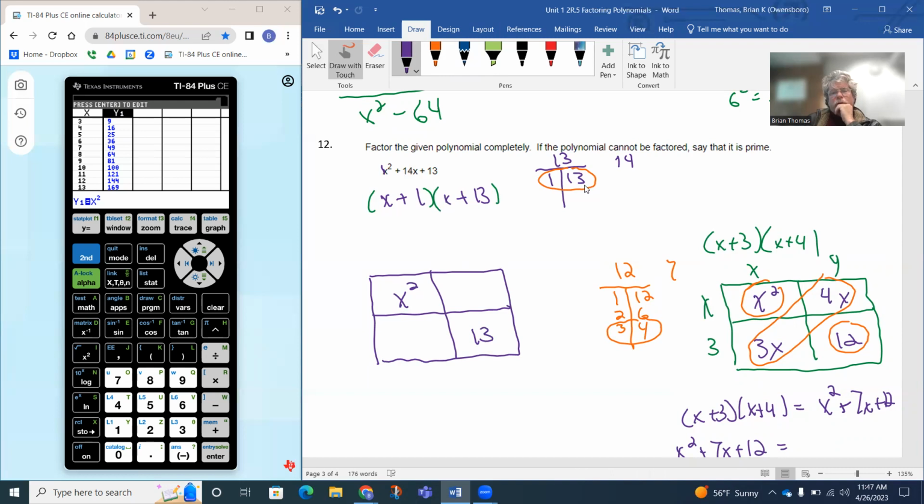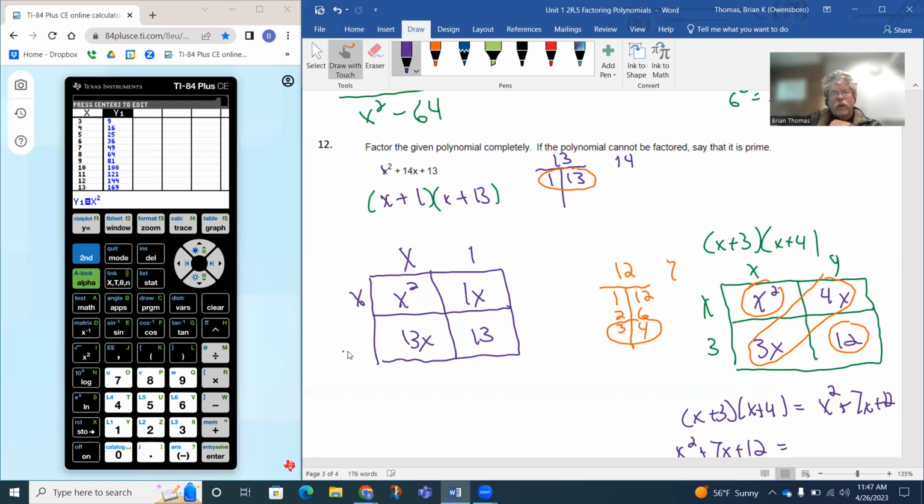So notice that this 1 and 13 would work. So what I can do is put a 1x here and a 13x here. It doesn't really matter where those go. Now the catch, if you're using the box method, is to look at this row across here: what does an x squared and a 1x have in common? What's their GCF? Well, their GCF is simply an x. So I can pull an x out. Then what goes here that multiplies by x to give you x squared? That would have to be an x. And then what goes here that multiplies by x to give me 1x? That has to be a 1.